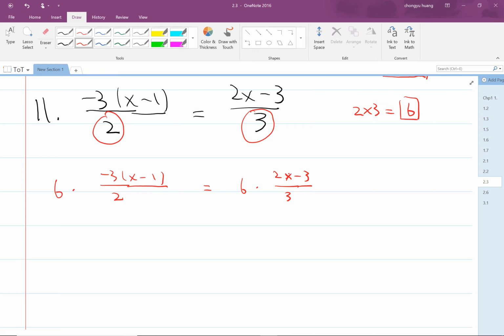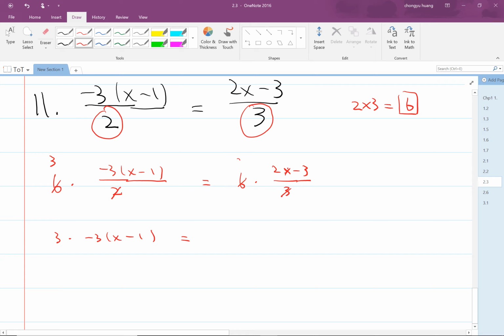So now we can actually cancel some terms. 2 gets cancelled and 6 becomes 3, right? So right here what we have is 3 multiplied by negative 3x minus 1, right? Is equal to, on the right hand side, 3 gets cancelled and 6 becomes 2, so we have 2 and then we put a bracket on 2x minus 3 because we see 2x minus 3 as a term, right?